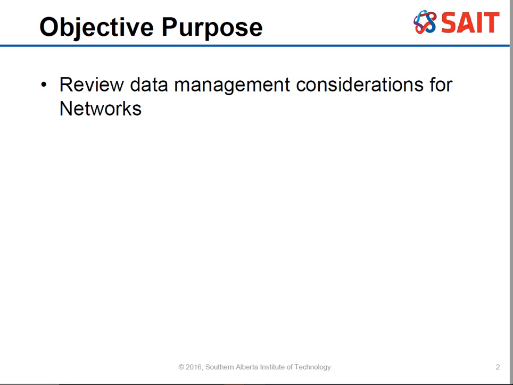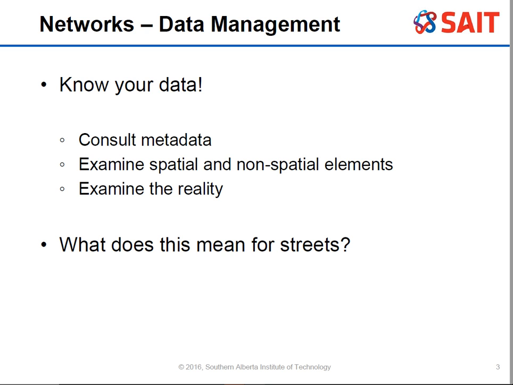So we're going to review data management considerations for networks here. So let's start with the very first thing, that is know your data. I can't emphasize that enough because data is really complex. There's a lot of information that we can gather. So you need to know what you are looking at and what it actually means. So for example, go to the metadata, check out the metadata, know what it's telling you. Look at the spatial and non-spatial elements. Do you understand what is being shown? Do you understand what's in the feature class table?